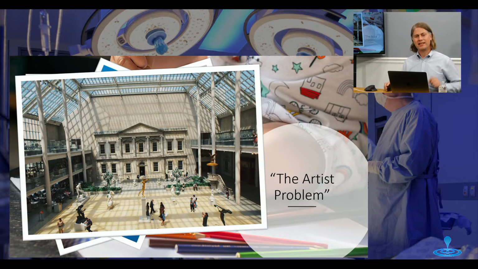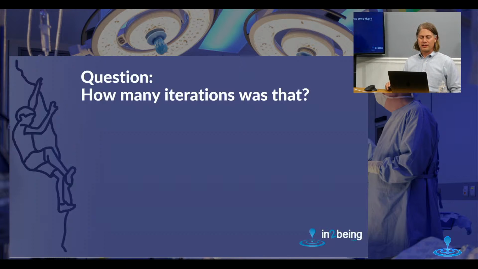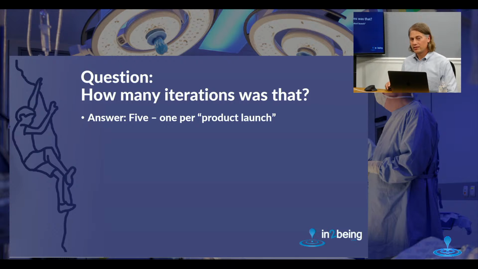But we bring this analogy to make one very simple point. Was this an example of iterations? Or was it an example of something else? The reality is, how many iterations was that I just took you through? Well, the answer is 5. That was 5 iterations. Because this budding young artist made one iteration per, quote, product launch.